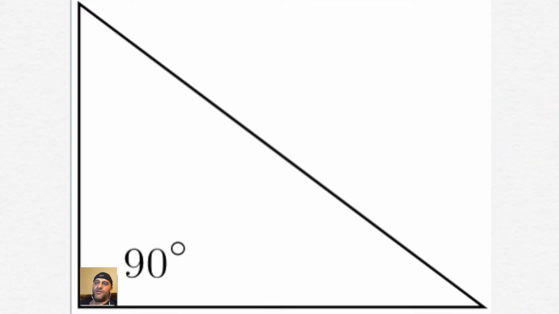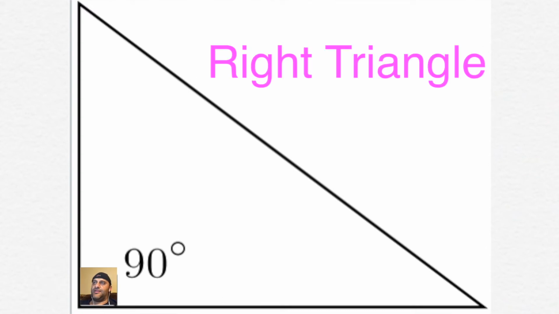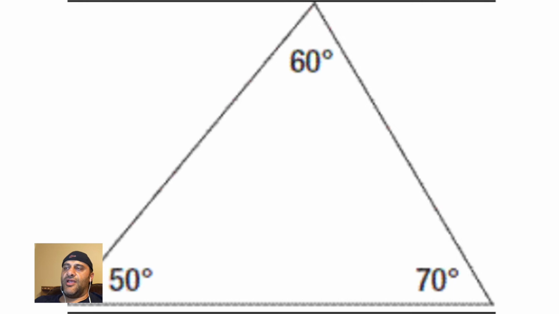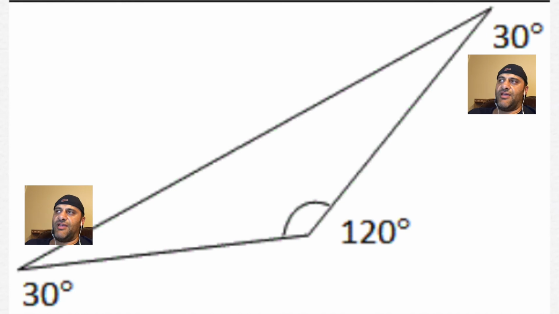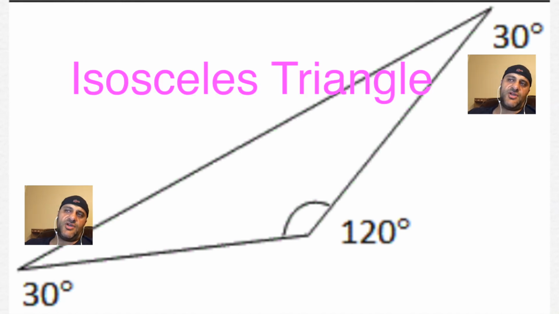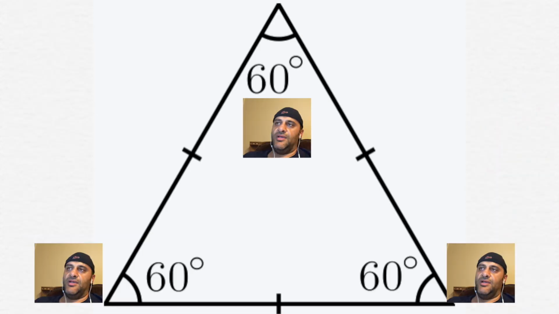And then a right triangle is a triangle where there's one angle that's exactly 90 degrees. That is a right triangle. Other things, if we go back to this triangle, all the angles are different sizes, so it's called a scalene triangle. A scalene triangle just means every single angle is different. This triangle has two angles that are 30 degrees. This is called an isosceles triangle. An isosceles triangle has two angles the same size, which means two sides are the same size.